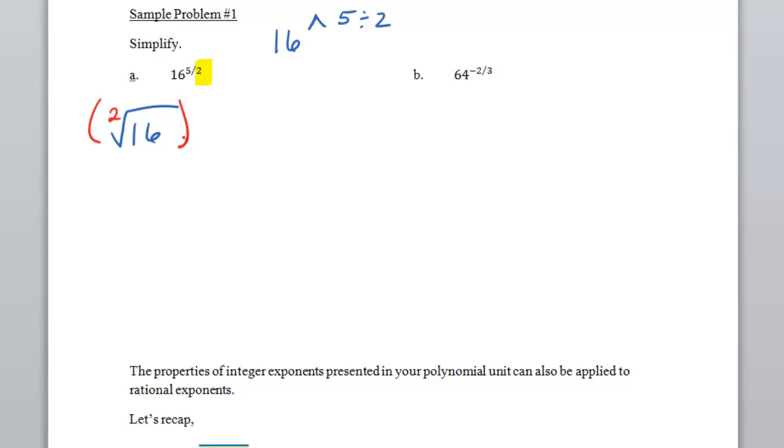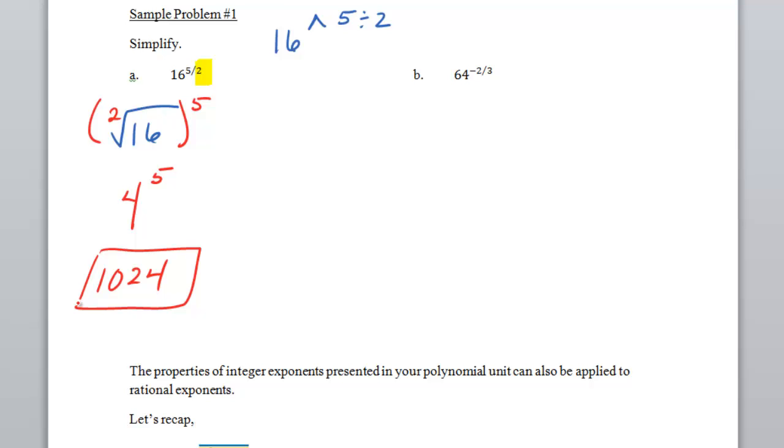And of course, I know the square root of 16 better, so square root of 16 is 4, and then I have 4 to the 5th. And at this point, you probably don't know that, but over time working with these numbers, you'll start to learn a few of them. So right now, you could probably punch that in your calculator to get the final answer. Alright, and so that's part A.